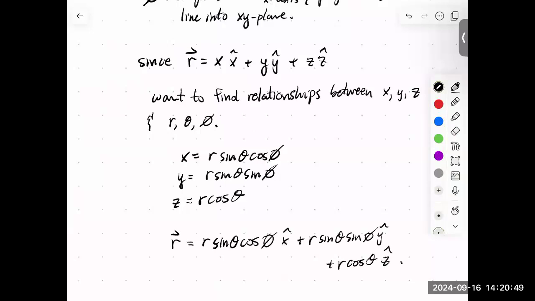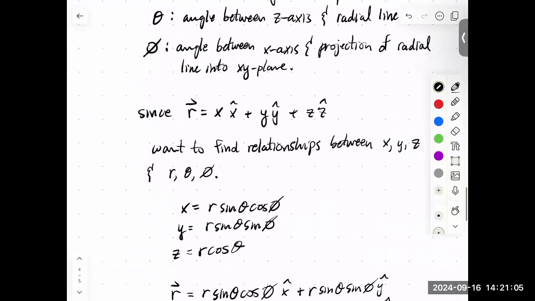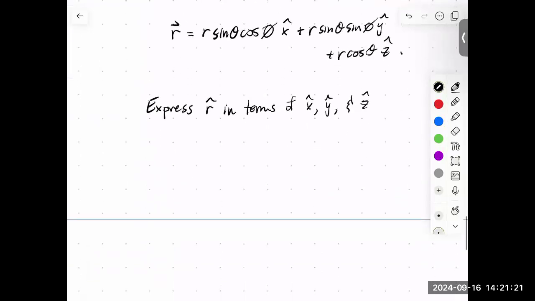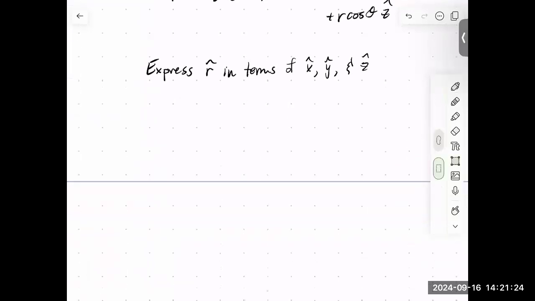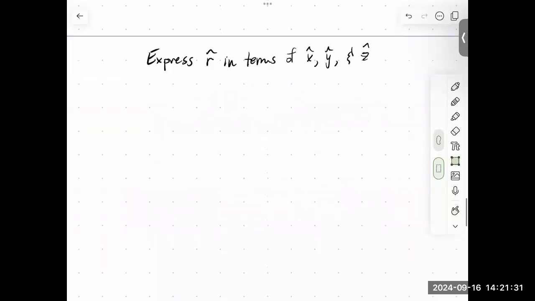Okay, what we need now are expressions for our unit vectors. We drew on our diagram here r hat, phi hat, and theta hat. And so how are they related to x hat, y hat, z hat? Okay, so let's try to express r hat in terms of x hat, y hat, z hat. And it's going to turn out to be the same sort of drawing that we just analyzed. And so we could do this a little more quickly.